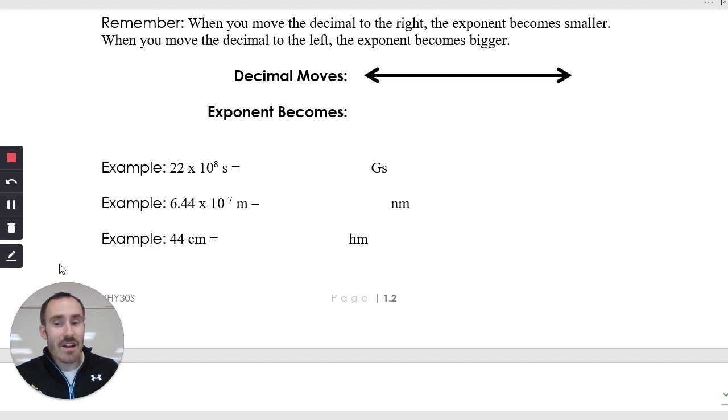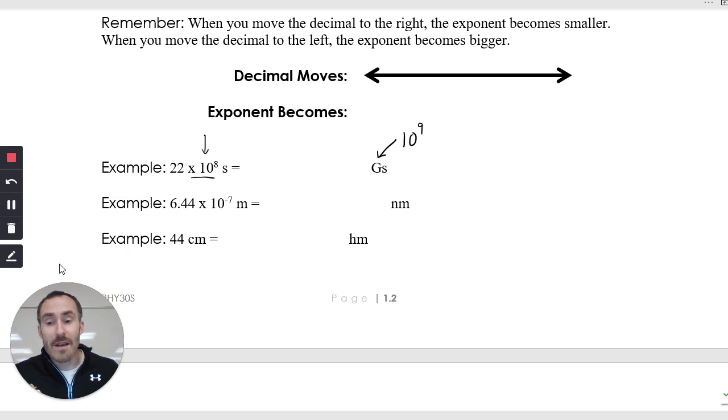10 to the 8 does not actually match any scientific notation. It's close. Times 10 to the 9 is exactly giga. So this prefix is 10 to the positive 9. And so if we could somehow make this 10 to the positive 9, then it would match giga. So what do we need to do to the 22 to make the times 10 to the 8 match times 10 to the 9? We need to borrow one more 10. We need to take another 10 from the 22 and put it in the exponent, and that would make it 10 to the 9.